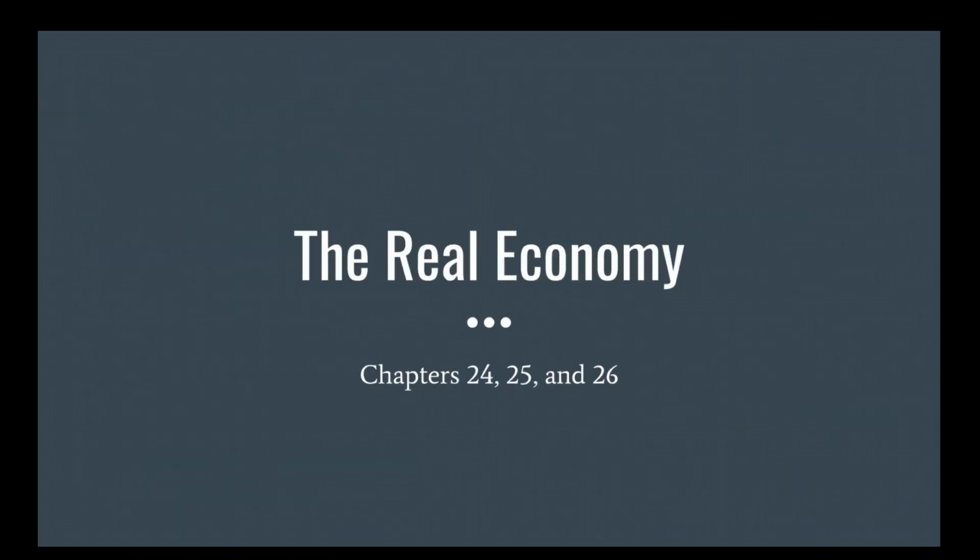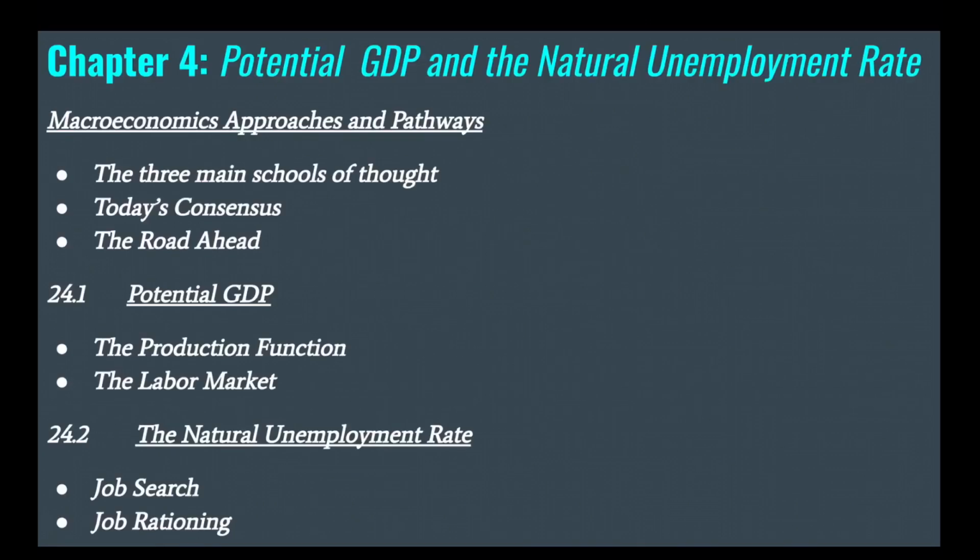The real economy, chapters 24, 25 and 26. Chapter 24, potential GDP and the natural unemployment rate. Macroeconomics approach and pathways, three main schools of thought, today's consensus, the road ahead. 24.1, potential GDP, the production function, the labor market. 24.2, the natural unemployment rate, the job search, job rationing.